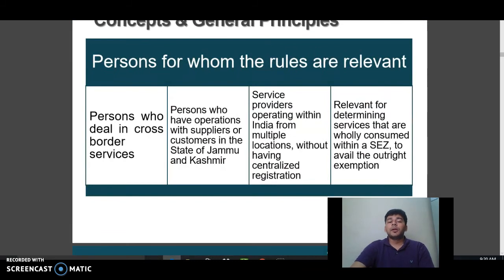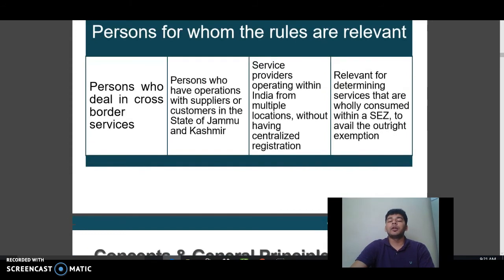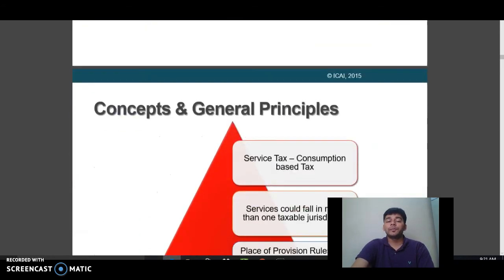Now, the persons for whom the rules are relevant: the persons who deal in cross-border services, the persons who have operations with the suppliers or customers in the state of Jammu and Kashmir, service providers operating within India from multiple locations without centralized registrations, and those relevant for determining services that are wholly consumed within a SEZ to avail the outright exemptions. Now these are the people who will be mainly affected by these rules.